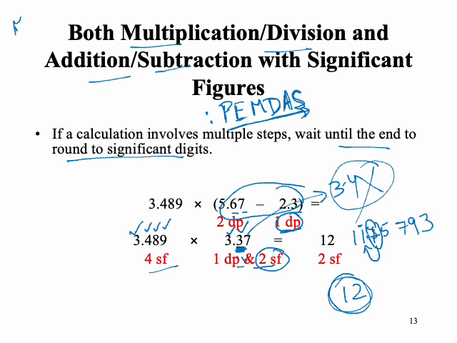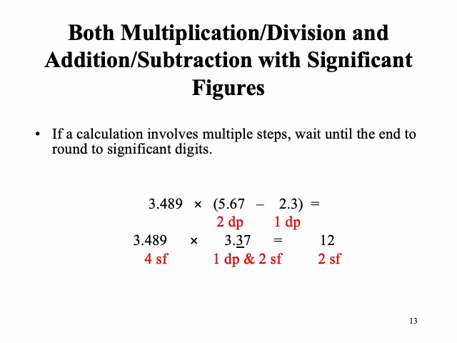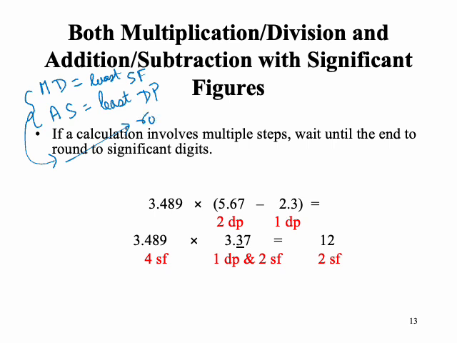So, first rule is multiplication or division. You look at least sig figs. When you're doing addition or subtraction, you look at least decimal places. When you have a combination of both, then you only round the final answer. And you make a note for yourself like this by drawing a line in between. And that's it. Those are all the rules about significant figures and how to do calculations with them.